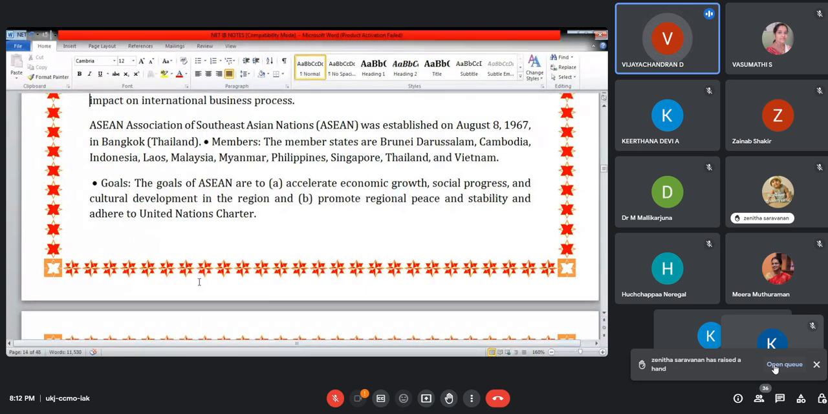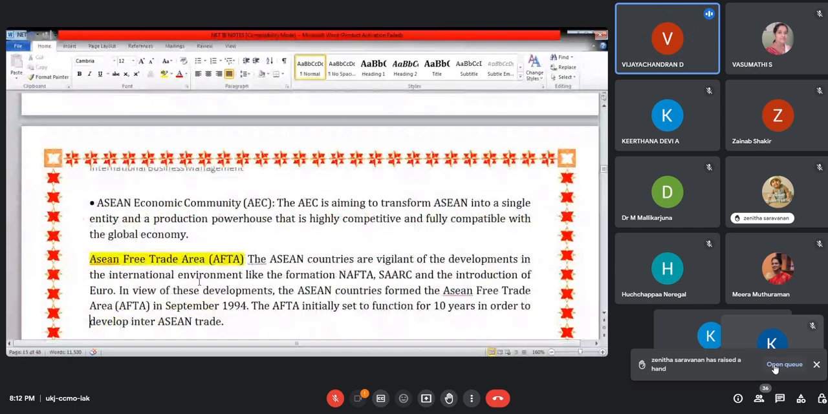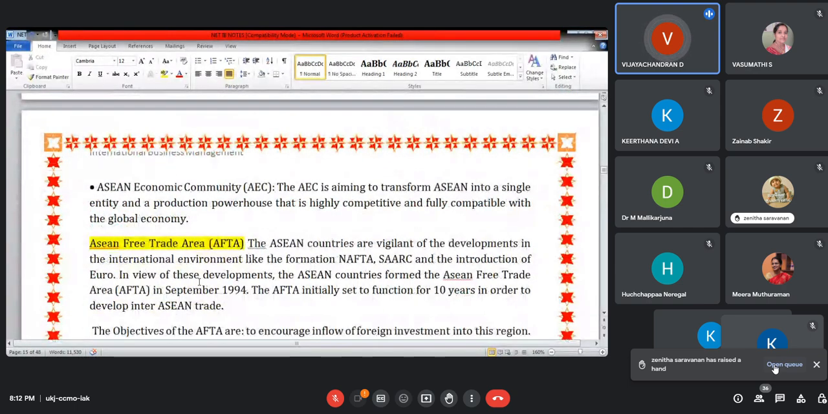So they will share their culture. They will share their values. They will share their customs. So not only the trade but also their habits. So that is the goal of ASEAN. So this is one of the organs, one of the subsidiary bodies of ASEAN.